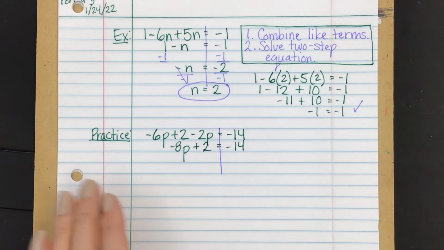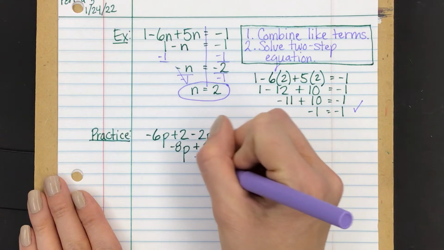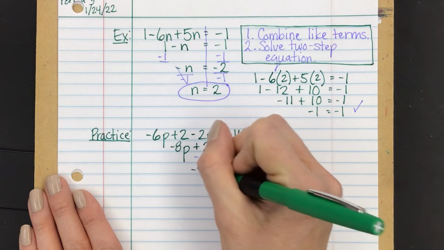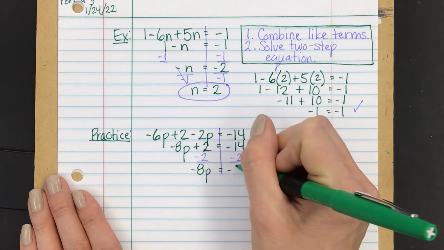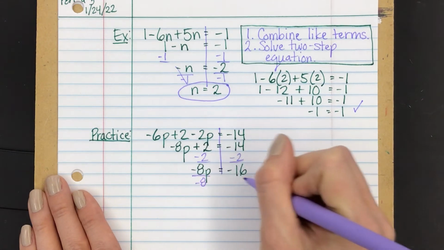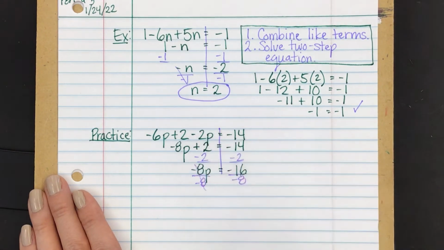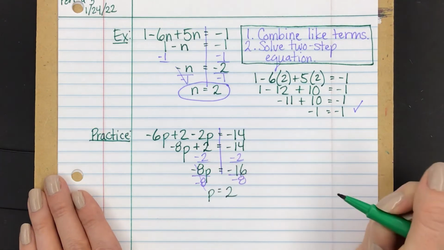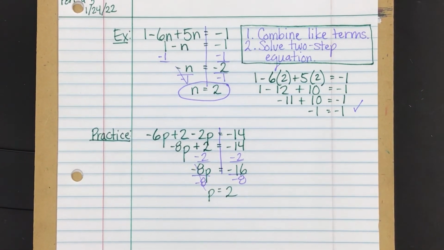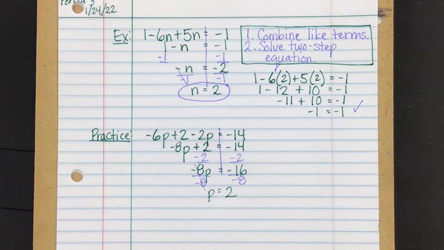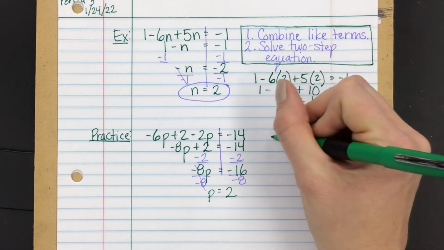Now I'm solving it just like a regular 2-step equation. I'm going to subtract 2 from both sides. And I'll get negative 8p is equal to negative 16. Divide both sides by negative 8. And again, we're getting that our variable is equal to positive 2. And I keep getting the question, yes, you have to check your answers, and yes, that's what you need to do to get credit on your homework. You need to have all your work shown, and you need to be checking your answers, okay?